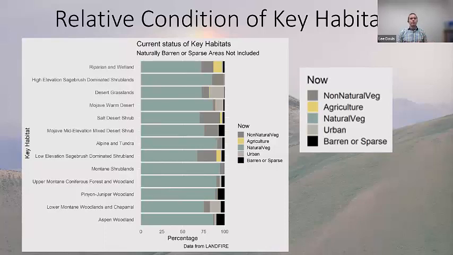So here you can see some output that directly comes from some code that Randy shared with me, and you can see current status of key habitats within Nevada. And here we're looking really at conversion to non-natural vegetation, agriculture, urbanized areas, or barren and sparse areas. You can see, for instance, the riparian and wetland systems within our state really have a lot that have been converted to either non-natural vegetation or agricultural areas. And then other areas like our desert grasslands have lost quite a bit of acreage to urbanization, for instance.